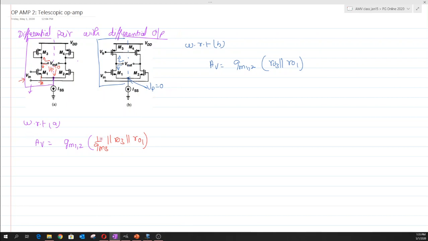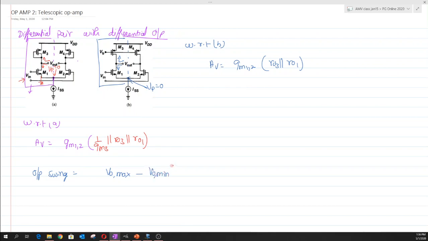Now that we have spoken about the first parameter, which is the gain, the next thing is the output swing parameter. One could write the output swing as VO max minus VO minimum. Generally it will have something like VO max.